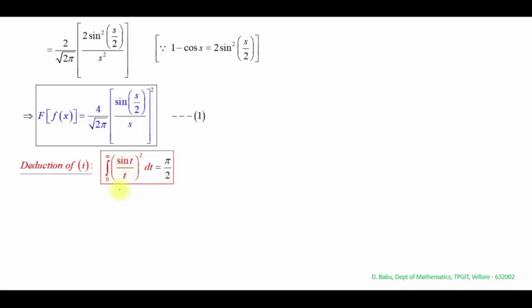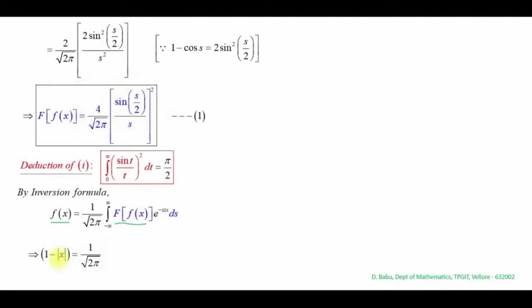So note that sin t by t the whole square is similar to sin s by 2 divided by s the whole square. That is, this deduction is similar to Fourier transform of f of x. Therefore, we have to apply the inversion formula. So by inversion formula, f of x equal to 1 divided by square root of 2 pi integration minus infinity to plus infinity Fourier transform of f of x e power minus isx into ds. So substitute f of x, which is given in the problem, that is 1 minus mod x, and substitute the Fourier transform of f of x, which is given in equation 1.